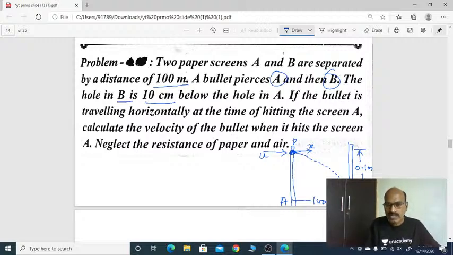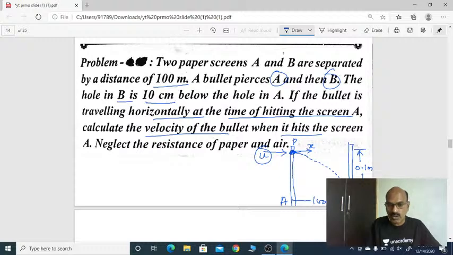So the question: if the bullet is traveling horizontally at the time of hitting the screen A, calculate the velocity of the bullet when it hits the screen at A. Calculate the velocity of the bullet, meaning u, is the question when it hits A. Neglect the resistance of paper and air.